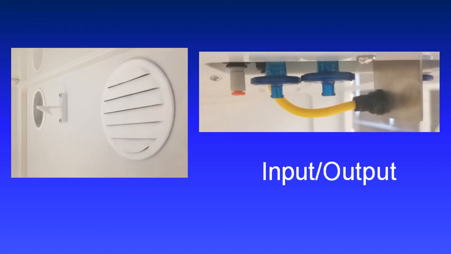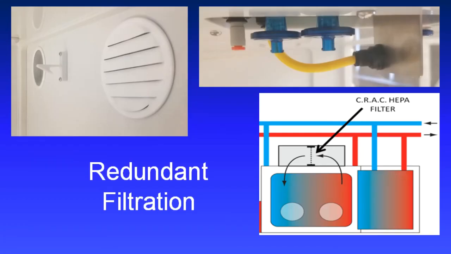These are the input outputs, or the IOs, for the sensors that the Xvivo system uses to control the space. The continuously recirculating atmosphere cleaning system, or CRACS, operates at all times like a refrigerator. And this is something that you want to leave on at all times.